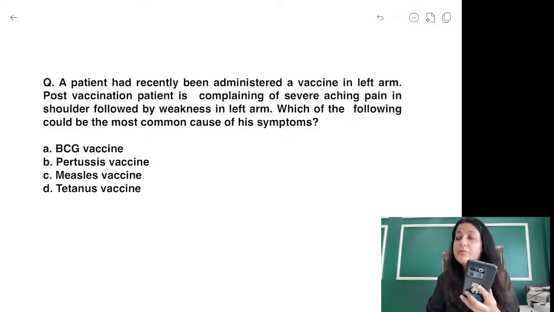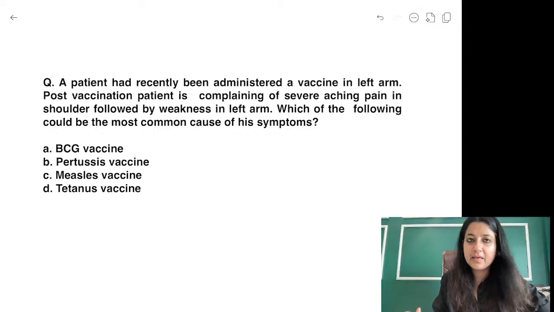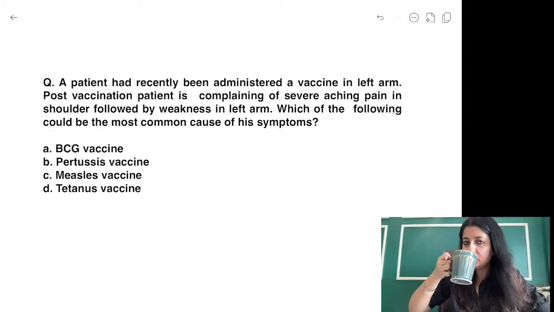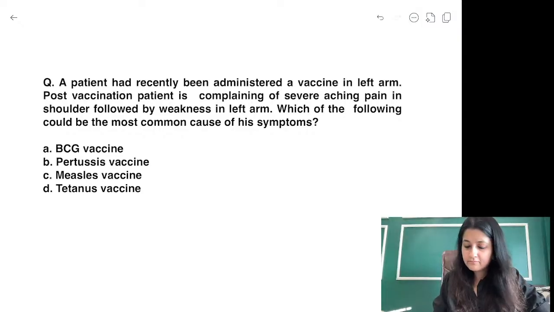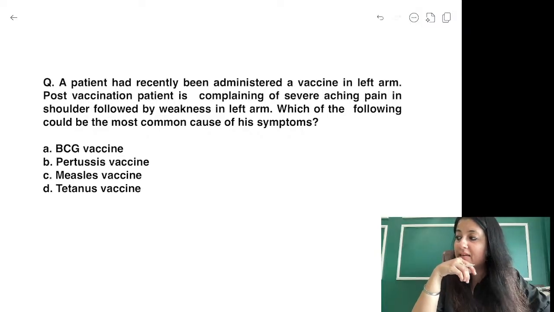A patient had recently been administered a vaccine in the left arm. Post vaccination he is complaining of severe aching pain in shoulder followed by weakness in left arm. Which of the following could be the most common cause? Think. Guys, pain in shoulder following a vaccination. It could be a trauma case also.